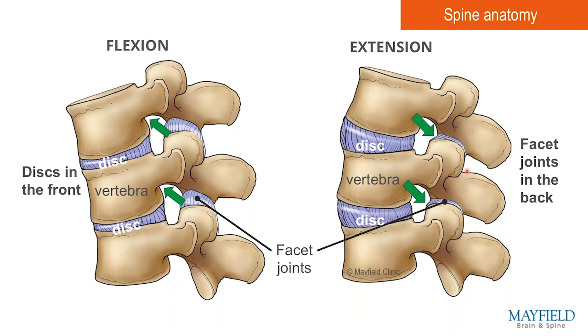So the facet joints in the back of the spine and the discs in the front of the spine is what allow the spine to bend and flex and have its great strength. And at each vertebral level, the disc in the front and the paired facet in the back is what surgeons call a motion segment.